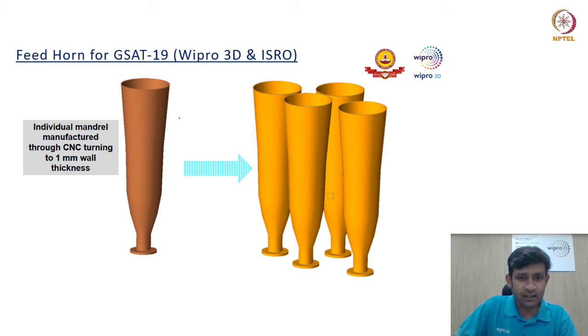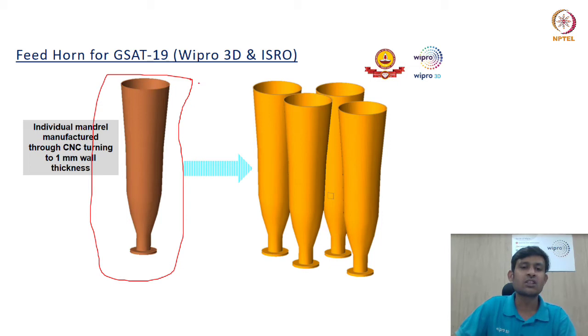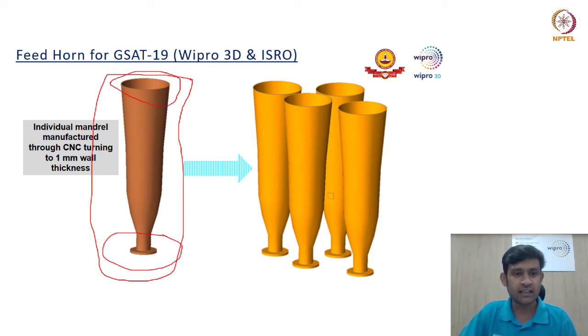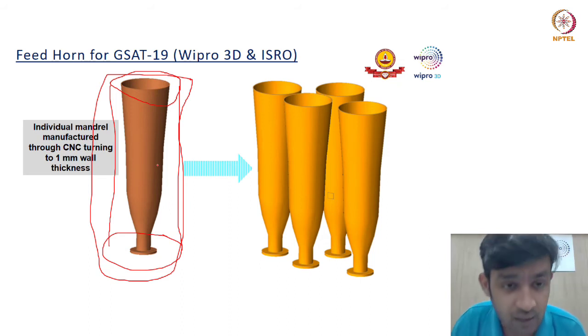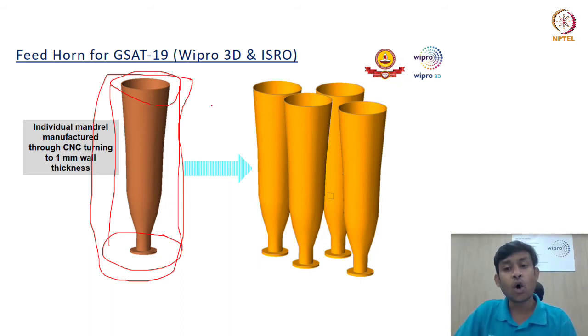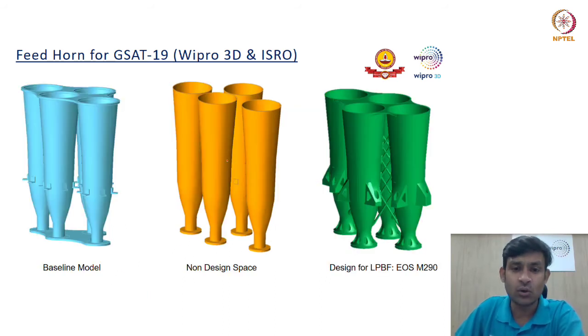What was happening earlier is that this particular component was being manufactured using a CNC billet. A complete CNC billet of a diameter slightly bigger than this one was taken in a CNC turning machine, and then it is made into this shape. All four such mandrels were manufactured with a wall thickness of 1 mm in the earlier manufacturing method. Then all those four are placed together in their relative positions, and then they are welded together.